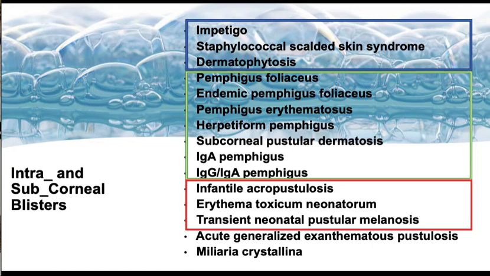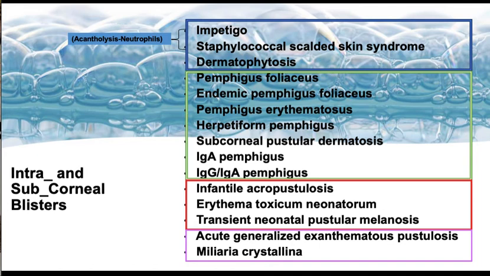We talked about AGEP and miliaria. We said that in AGEP there are antibiotics or medication involved, and in miliaria crystallina we talked about involvement of the sweat gland. We said the obstruction happens in the top layer, which causes the formation of the blister.